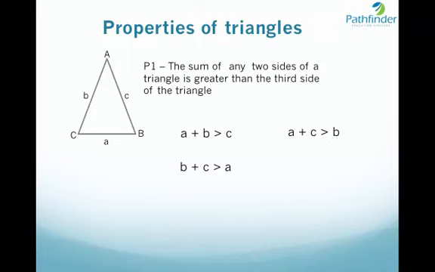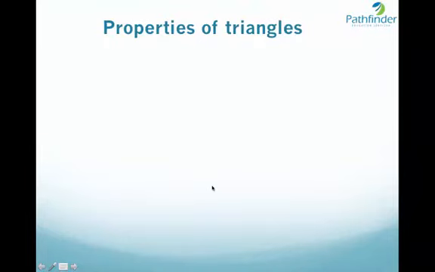Now, effectively speaking, in order to apply this property to any problem, we need not form three equations. In fact, any two equations will suffice. Let us see one question based on this property. Let us say ABC is a triangle such that the length AC is 6 and the length AB is 8. The length BC is not known to us.